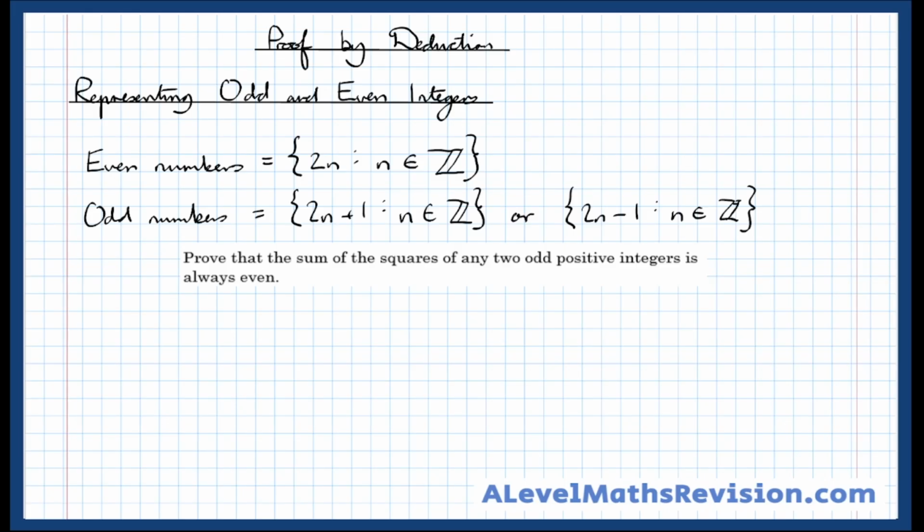So this question says, prove that the sum of the squares of any 2 odd positive integers is always even. 2 odd positive integers. So, and I want you to have a go at this, pause the video and write down 2 odd positive integers. Now the most common mistake you could make is writing 2 odd integers like this.